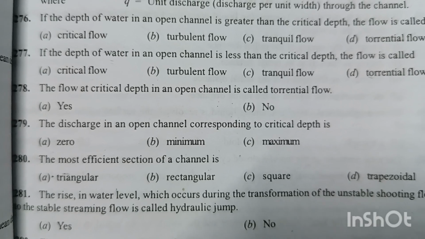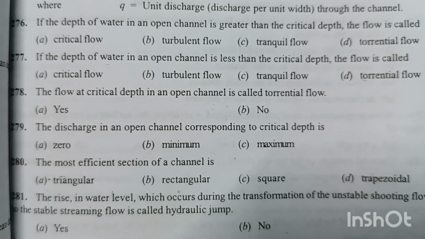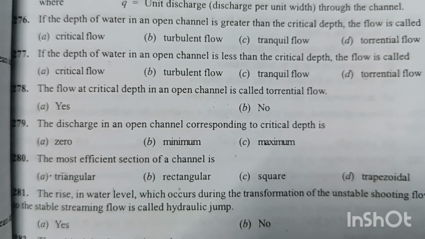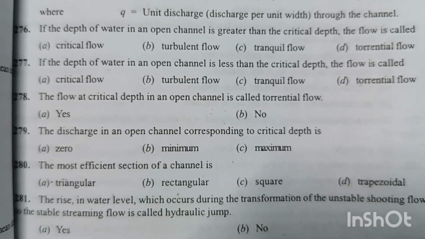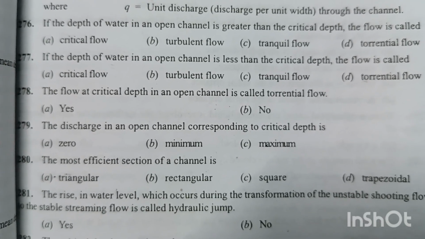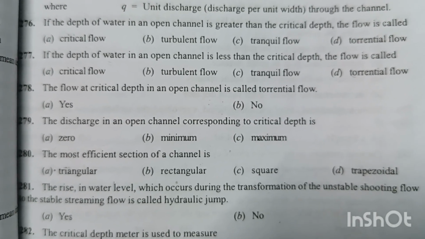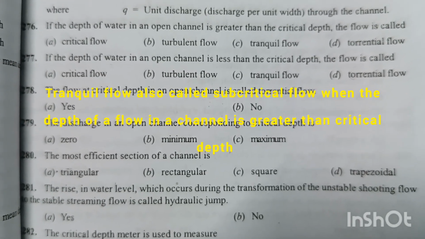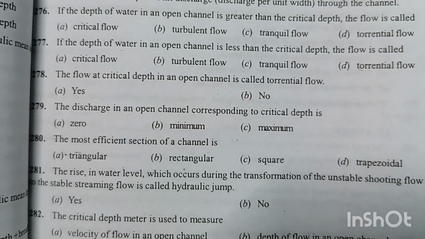Question number 277. If the depth of water in an open channel is less than the critical depth, then the flow is called torrential flow, shooting flow, or supercritical flow. Option D is right answer. Question number 278. The flow at critical depth in an open channel is called torrential flow. No, it's called critical flow. Option B is right answer.